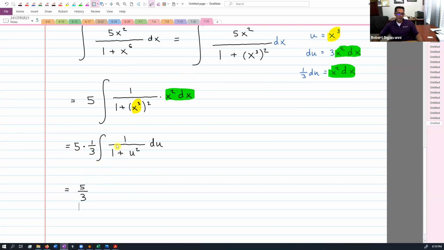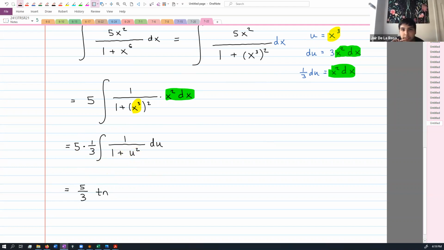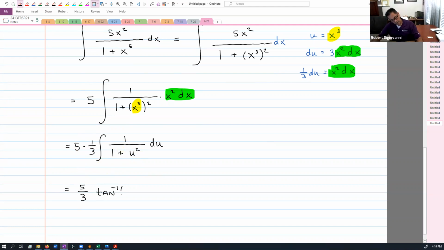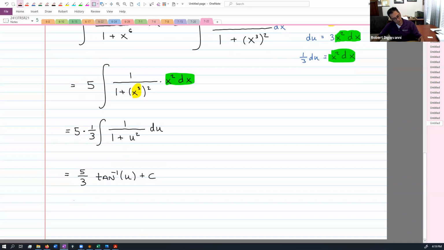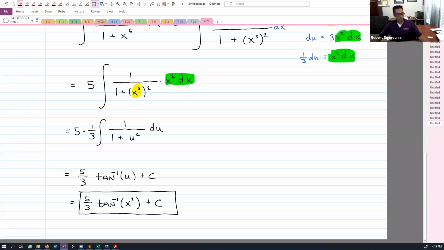And then do you all recognize this? 1 over 1 plus u squared. That's the important one, right? Is that the inverse of tangent? Inverse tangent, in this case of u, plus c. And now we replace the u with x cubed. There it is. I didn't even think to do that transformation at the beginning. x cubed squared.